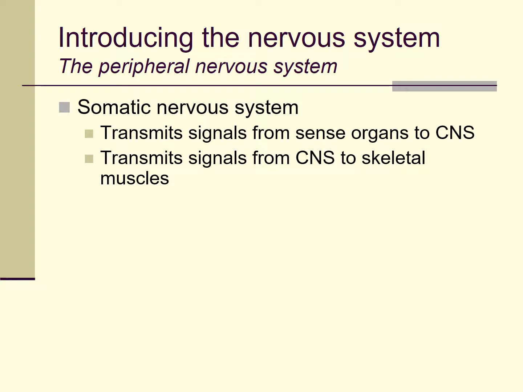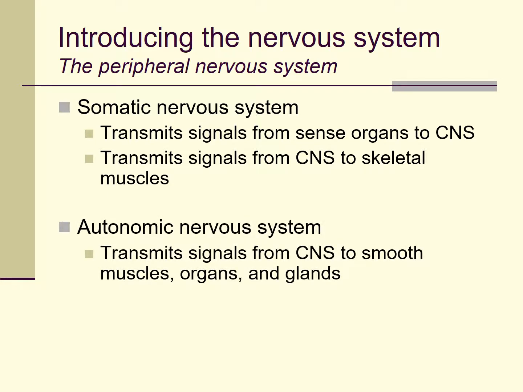That's an example of how the somatic nervous system can work to help you detect things in the world around you that are important and respond, mostly in voluntary ways, to those stimuli in the environment. So that's the somatic portion, or sometimes called the somatic branch, of the peripheral nervous system.